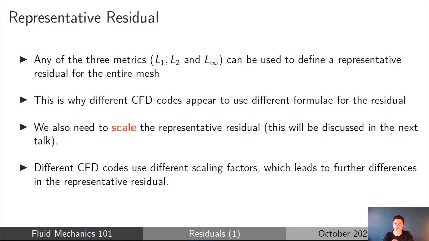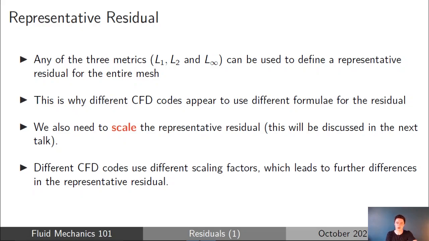So I just wanted to wrap things up for the representative residual, and the key point to take away is that we could actually use any of those metrics if we were writing our own CFD code to get a representative residual for the entire mesh. Any of them are okay. Different CFD codes will choose to use them differently.